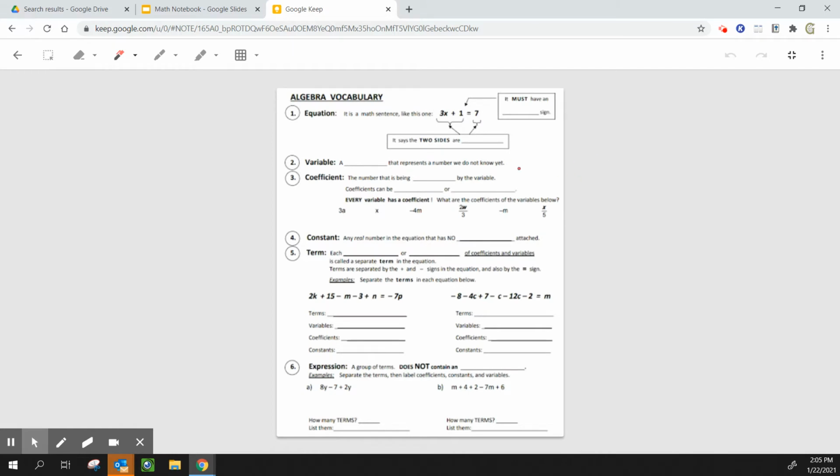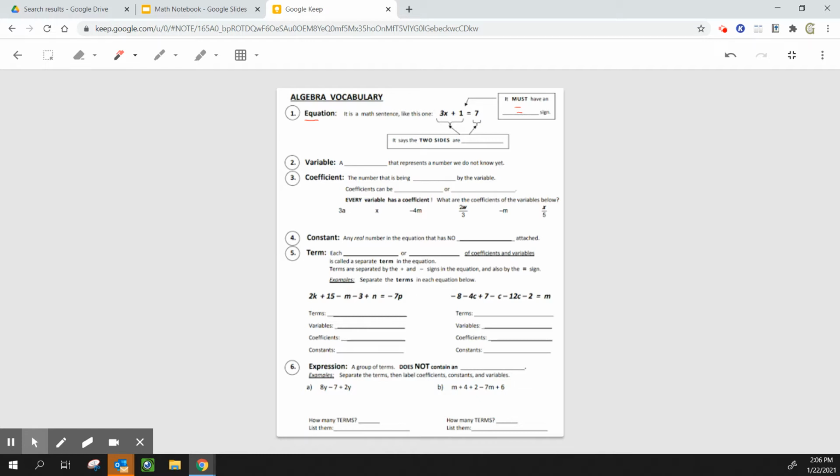And here we go. When I'm doing this one here, the first vocabulary word is equation. That's not actually where we're going to start with what we do here, but that is one word that you want to know. In a math sentence like this one, 3x plus 1 equals 7, that would be an example of an equation. If you look at that word, it starts with EQU, just like equals does. So it must have an equal sign in order to be an equation.